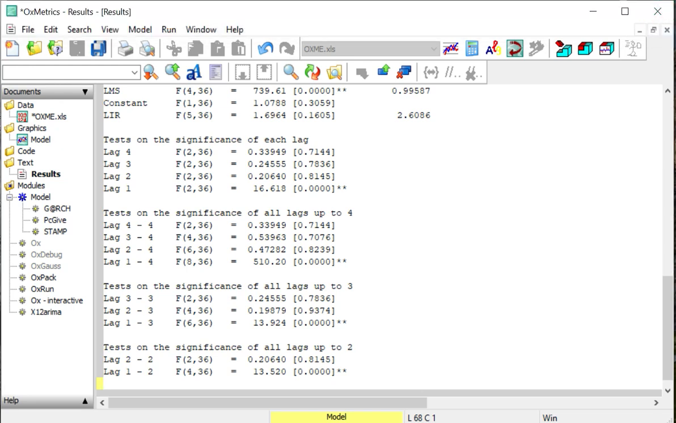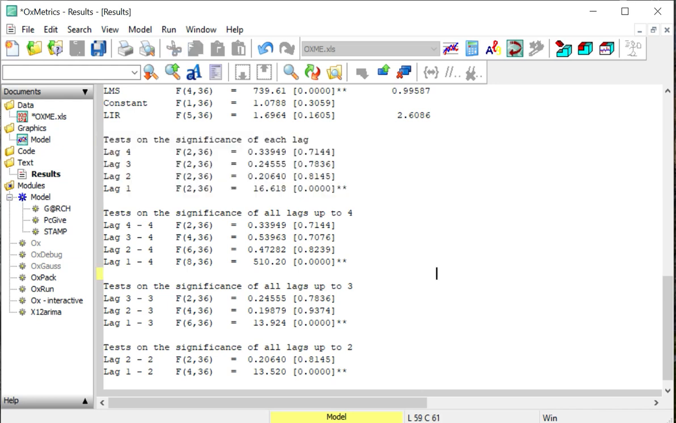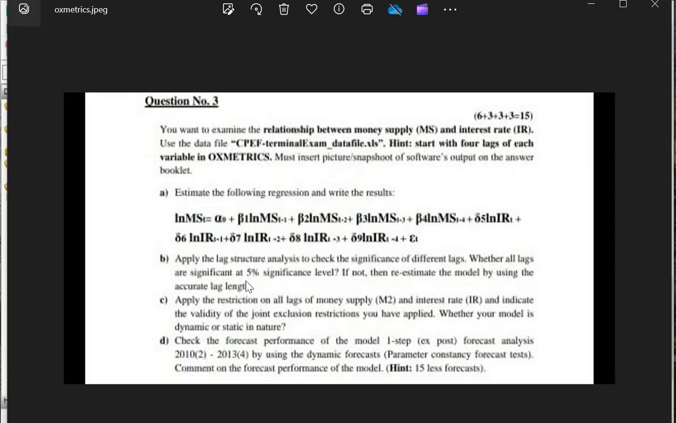So this is our result. This table is relevant for us: test on the significance of each lag. If you see lag 1, the probability value is 0.005, so we reject, meaning significant. Lag 2 is insignificant, lag 3 is insignificant, and lag 4 is again insignificant. Only lag 1 is significant because its probability value is less than 0.05. At 5%, only lag 1 is significant.